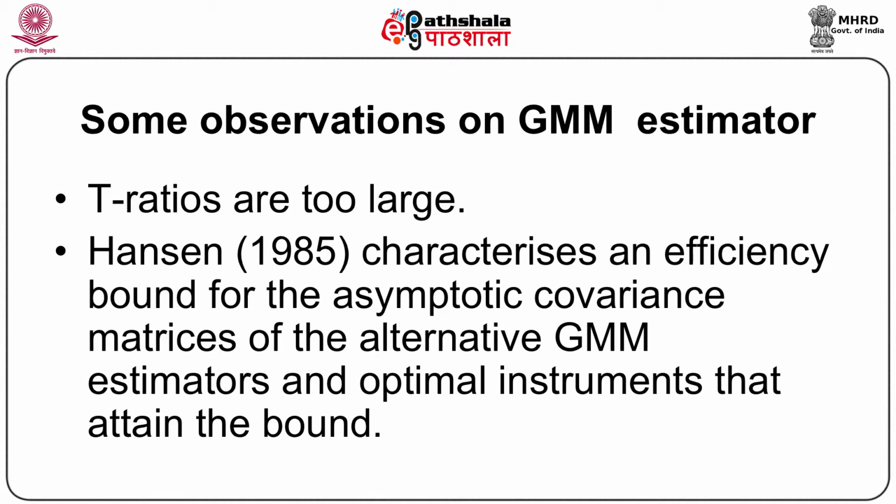Hansen 1985 characterizes an efficiency bound for the asymptotic covariance matrices of the alternative GMM estimators and the optimal instrument that attains the bound.